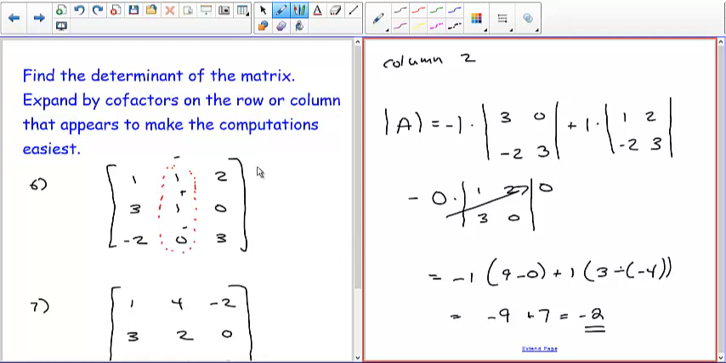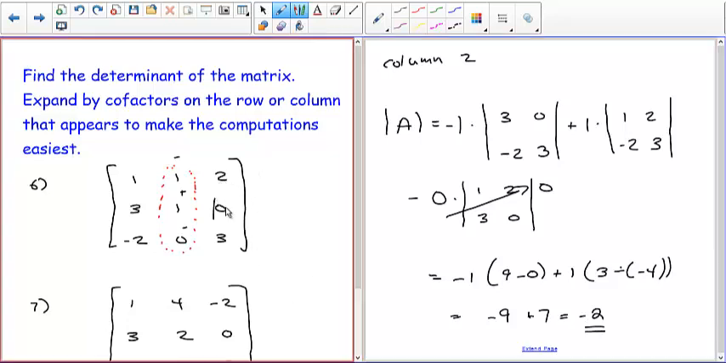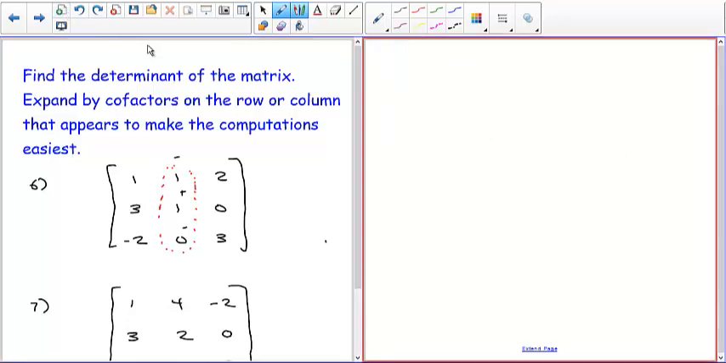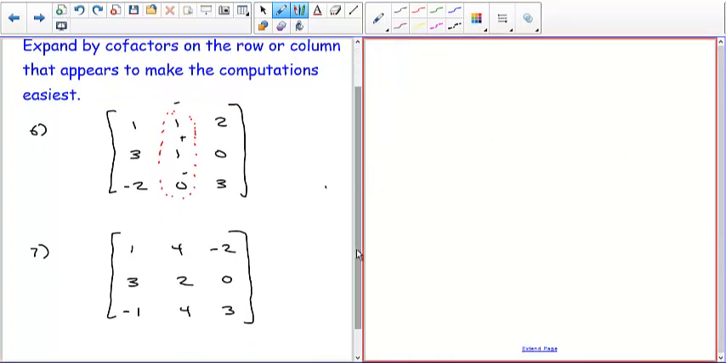Now it turns out that it doesn't matter which column or row you choose, you're going to get the same answer. You'll still get negative 2. So this choice of which row or which column to use is completely arbitrary. It's the one that makes life easiest, which is usually the minimum number of calculations.